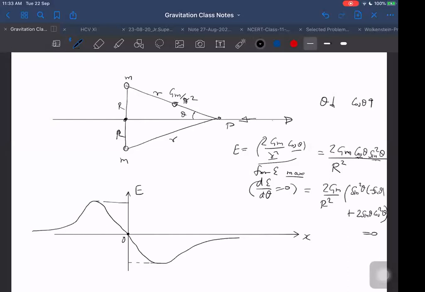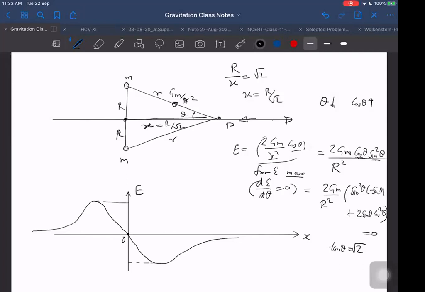Then we get tan square theta equal to 2, so tan theta is root 2. If tan theta is root 2, then we can get what the distance will be from here. Let us say it is x. I know r by x is equal to root 2, so x is equal to r by root 2. So at a distance r by root 2, it will be maximum, right? This we should know first.